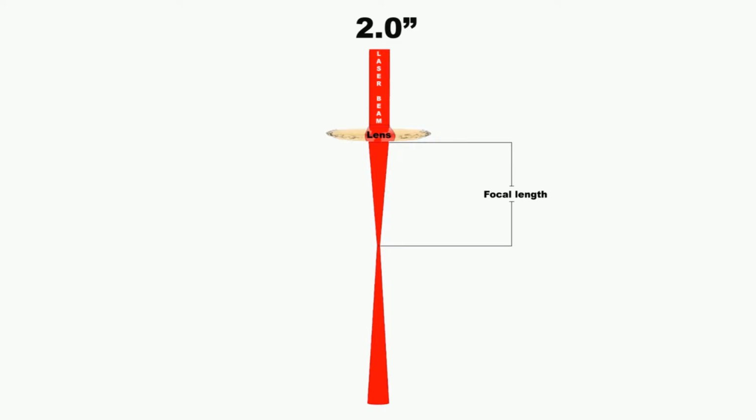The focal plane or focus point is here, which is the smallest diameter of the laser beam in its transition between convergence and divergence. When you are focusing onto the material, you are setting the distance between the lens and the material to this point.